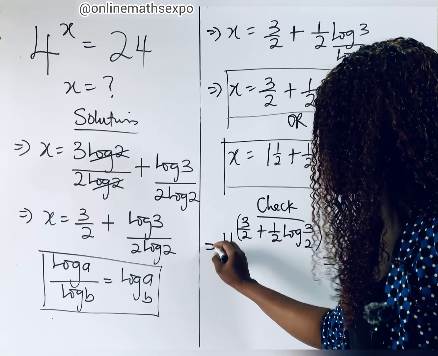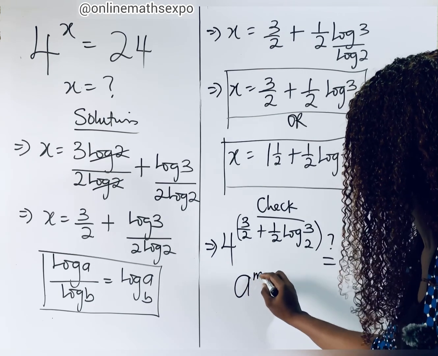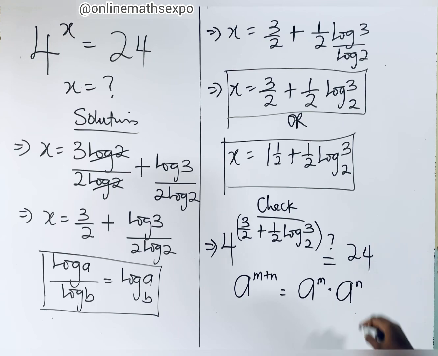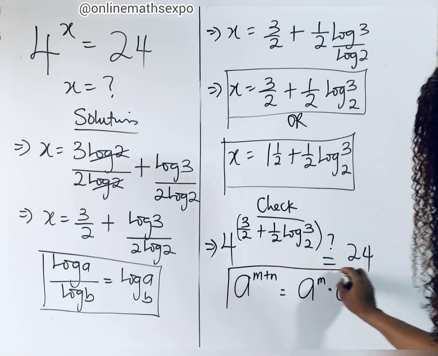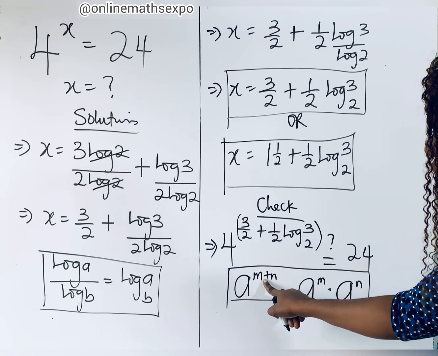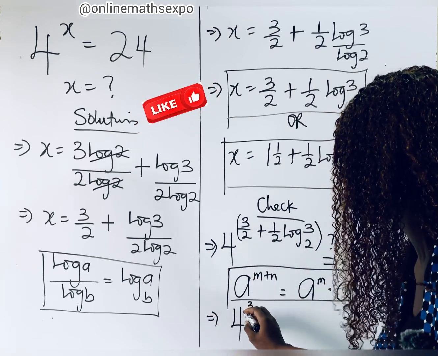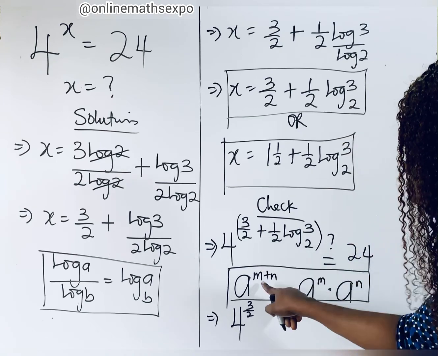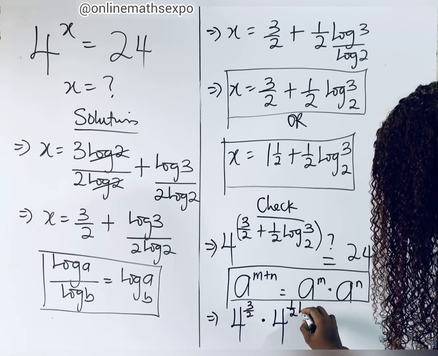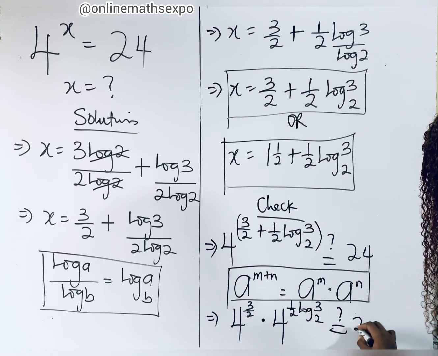So what do you do at this point? You just need to remember this rule of exponents. For every a to the power of m plus n is equal to a to the power of m multiply a to the power of n. Okay, this is going to help us to simplify this. And in that case, you see that this is addition, just like this. So we're going to split the power to this base to have 4 to the power of 3 over 2. Okay, this will now turn to multiplication. So we multiply by 4 to the power of half log 3 base 2. Did you see that?